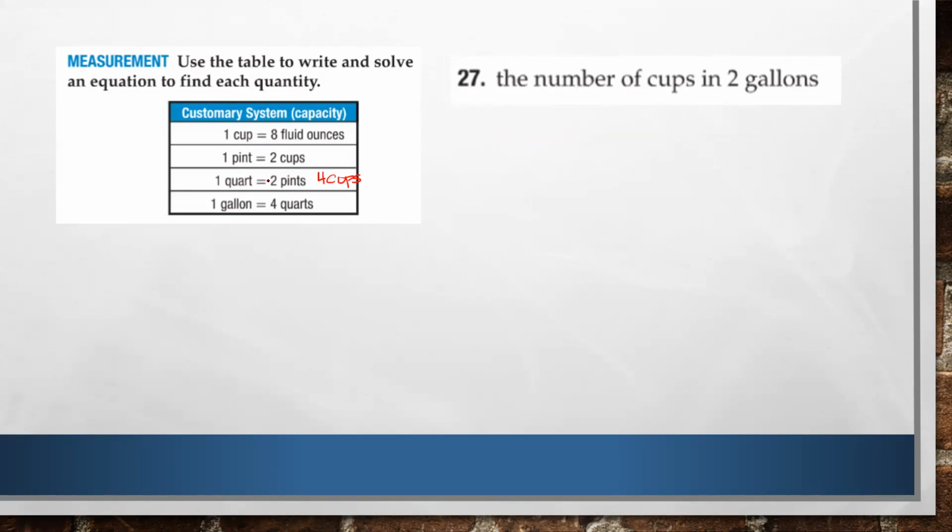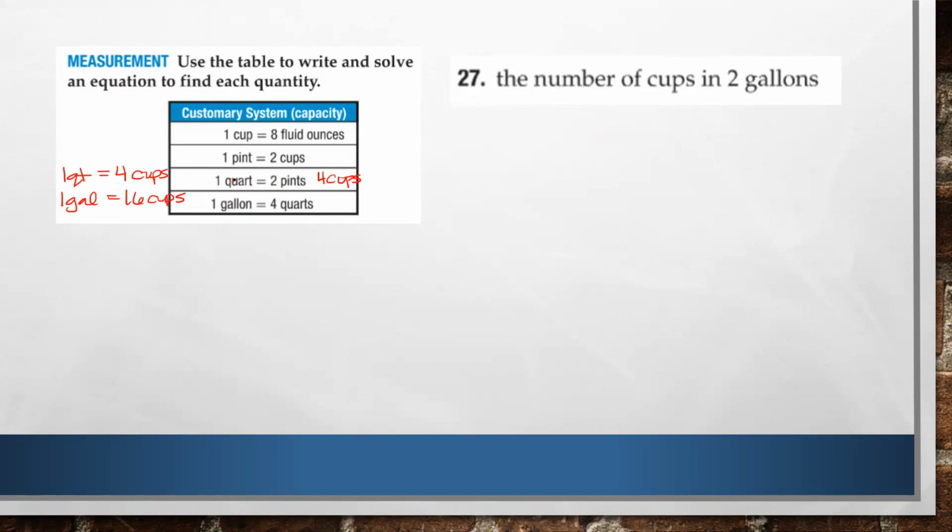Because in 1 pint, there's 2 cups. So if you have 2 pints, that's 4 cups. So that means 1 quart is equal to 4 cups. And then 1 gallon has 4 quarts. Well, if 1 quart has 4 cups and there are 4 quarts in a gallon, that means 1 gallon is equal to 16 cups.